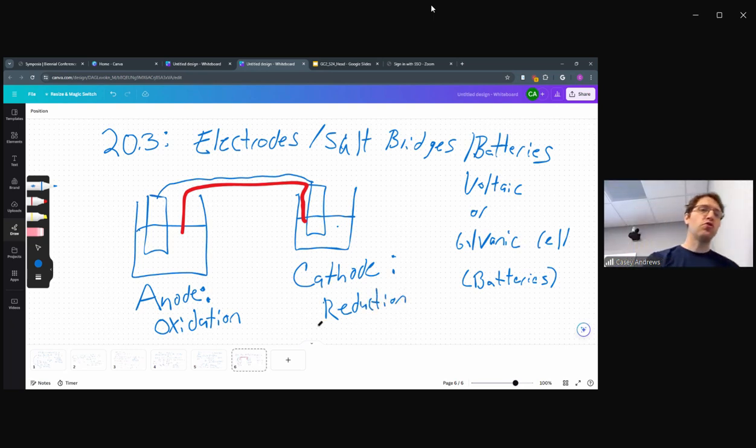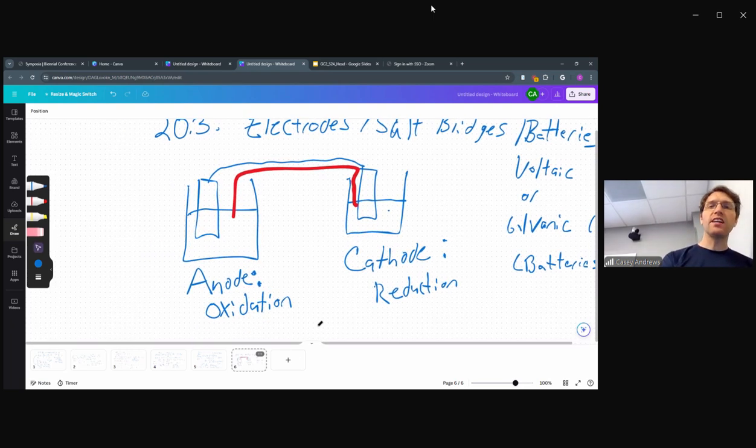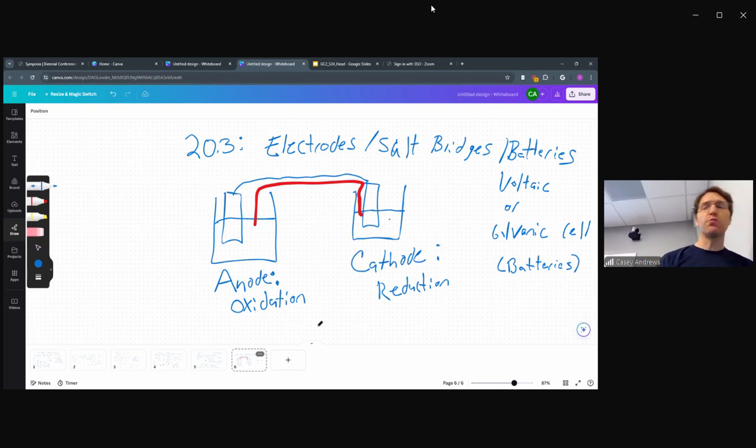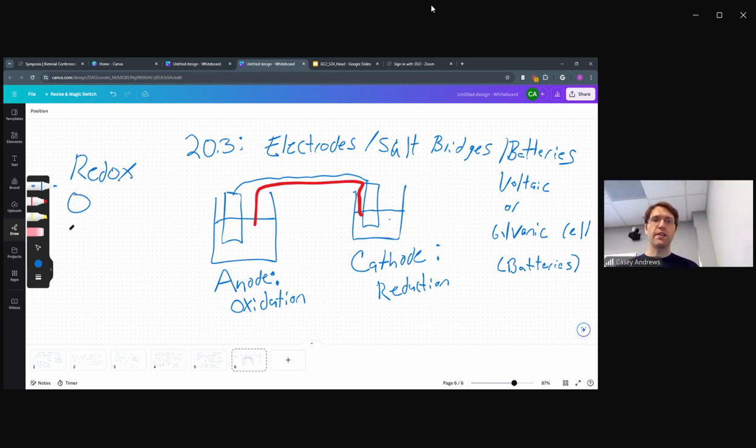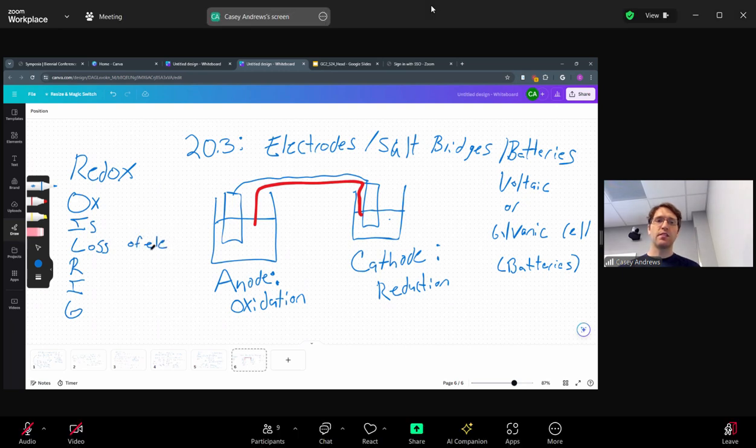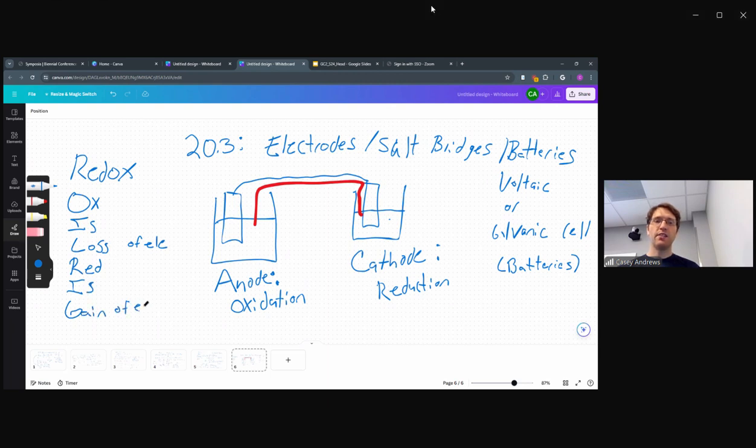And so to understand these concepts, we need to go back to General Chemistry 1 for redox reactions. The terminology you want to remember is OIL RIG. OIL RIG: oxidation is loss, and I like to tack on, of electrons. Reduction is gain of electrons.